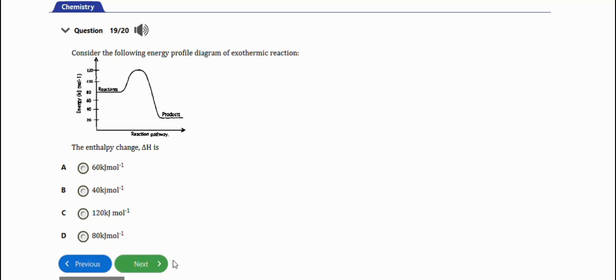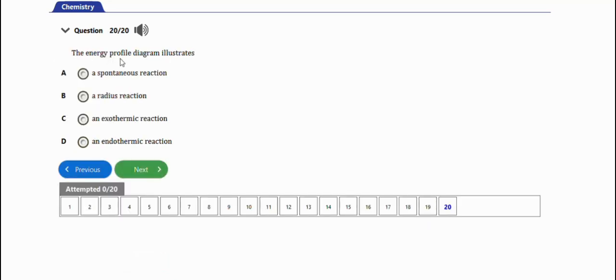The last question to end this video is this one. It says, the energy profile diagram illustrates. So guys, they didn't put the energy profile diagram here, but on paper, in the past question I practiced with to compare with the one here, they drew it. So maybe a slight error in the digital format of the question. So the energy profile diagram that is meant to be here is an exothermic reaction, option C. Alright, so that's it for this question.